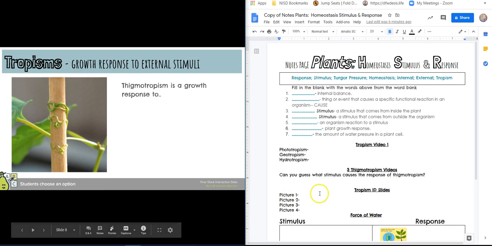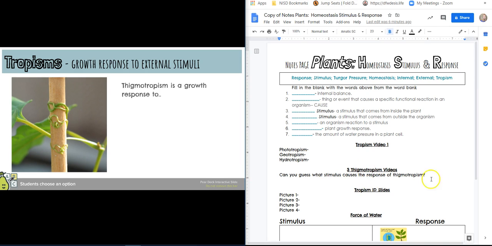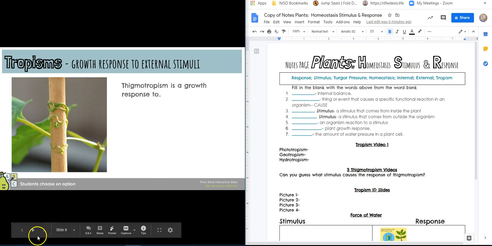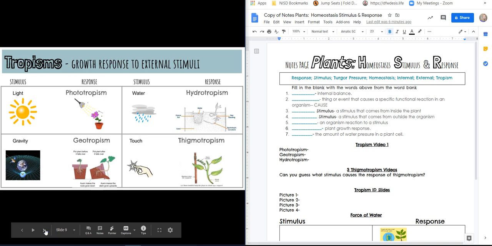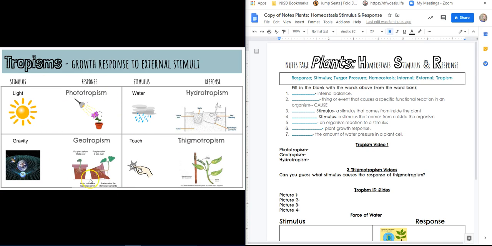The next four slides are these slides right here. This slide is where you're recording your answer. This is a summary of the different tropisms. Over here are the responses: here is the stimulus, and here is the name of the response. When the stimulus is light, the tropic response is called phototropism.